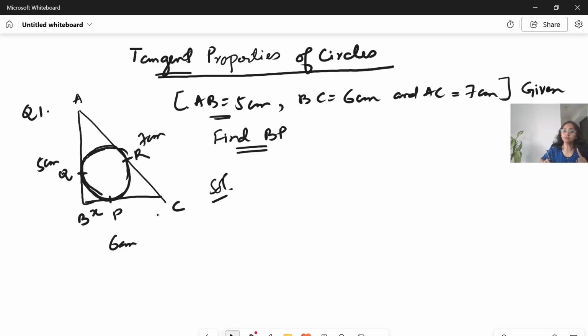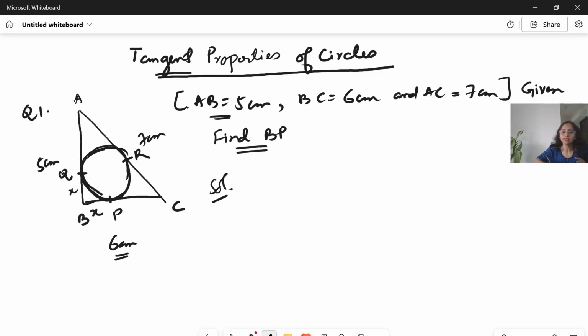So what is the theorem? Tangents from an external point are equal, which means AQ is equal to AR. Again, BQ is equal to BP. And again, CR is equal to CP. This concept we are using to solve this question. BC was given to us as 6 centimeter. We have taken BP equal to X. So if BP is X, BQ will also be X. Why? Because tangents from an external point are equal in length.